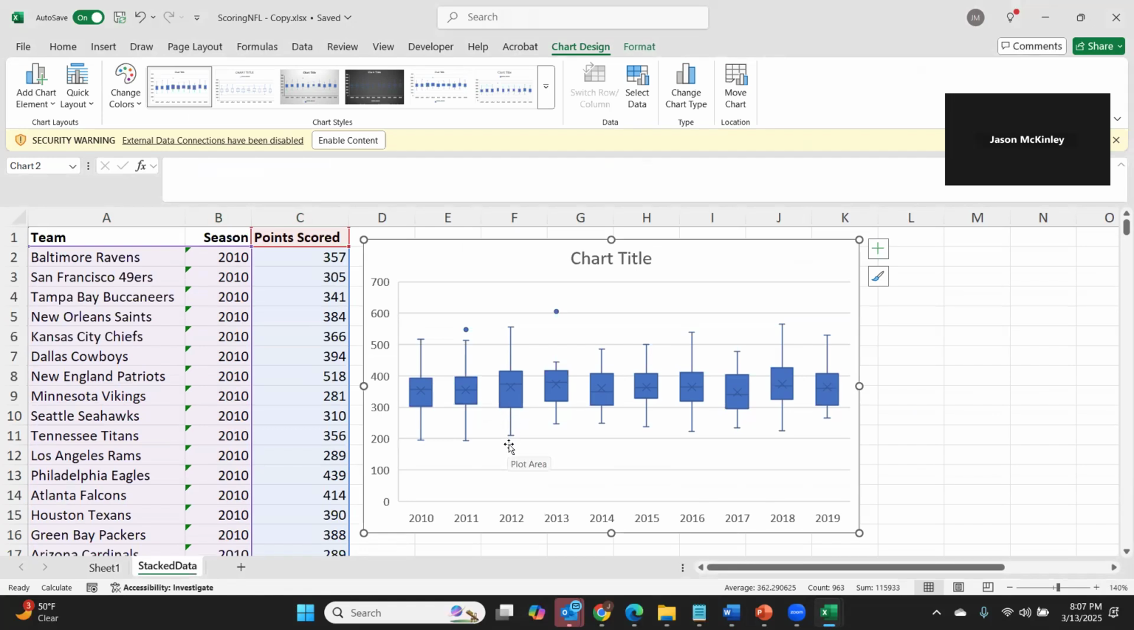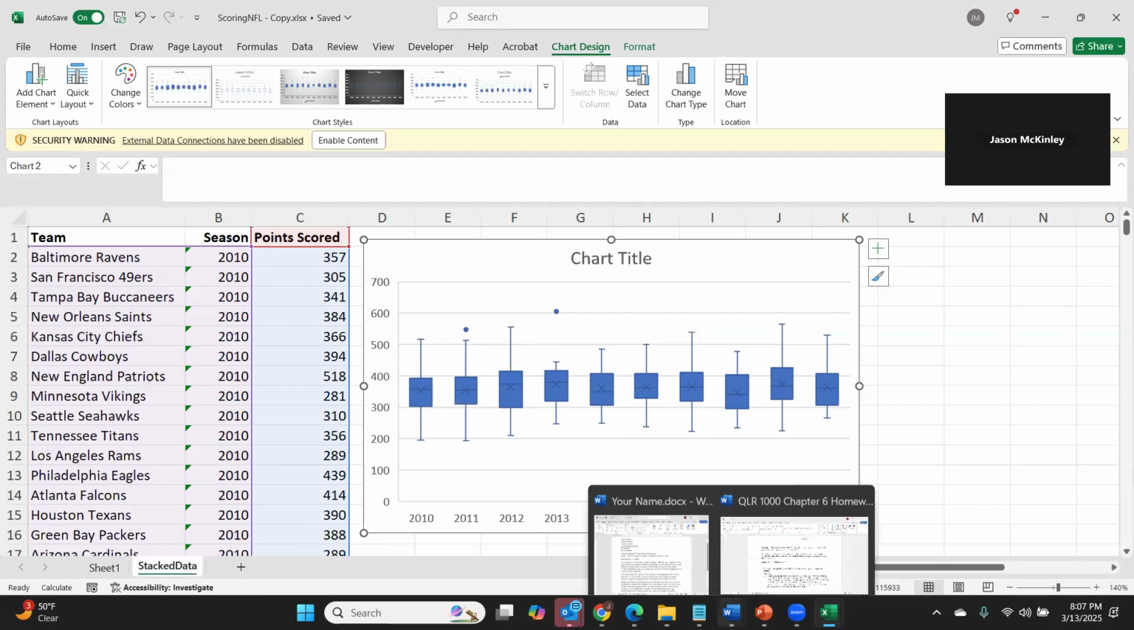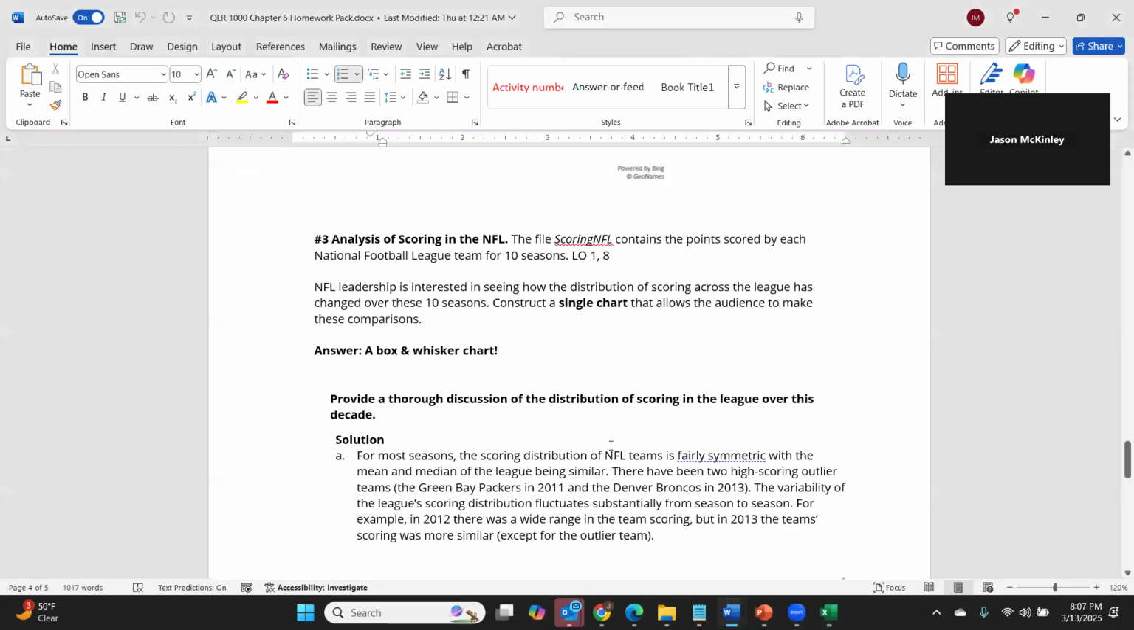For example, here in 2012, the lowest scoring team in terms of total points and the highest score was a very large range. And then the very next year, it seemed to tighten up quite a bit, right? And then it looks like the median across all years of the NFL seasons seems about the same, pretty consistent. And then you can even pick out some of these outliers, right? And so it paints a picture very quickly.